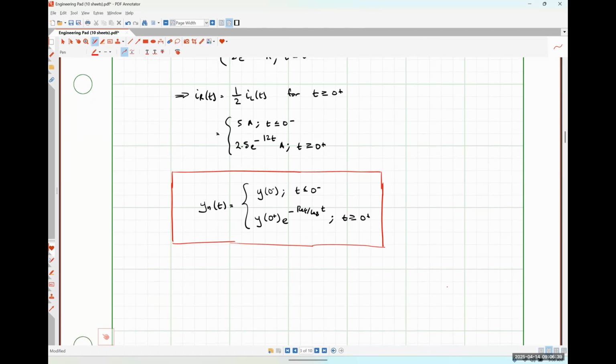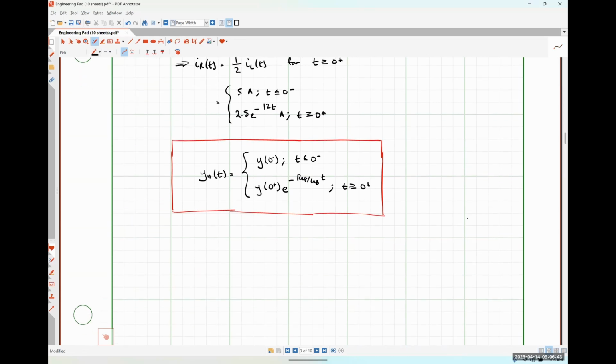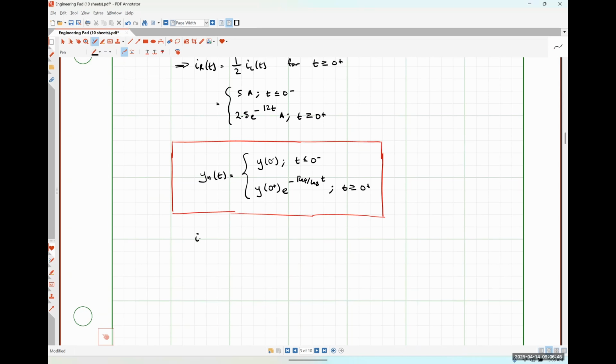So if we replaced all of those Y's with IRs, just for what it's worth, we would have IR as a function of time. So what was IR at 0 minus? Scroll up, you presumably wrote it down. Or I say scroll up, go back a page. I'm the one writing on a computer, but yeah.